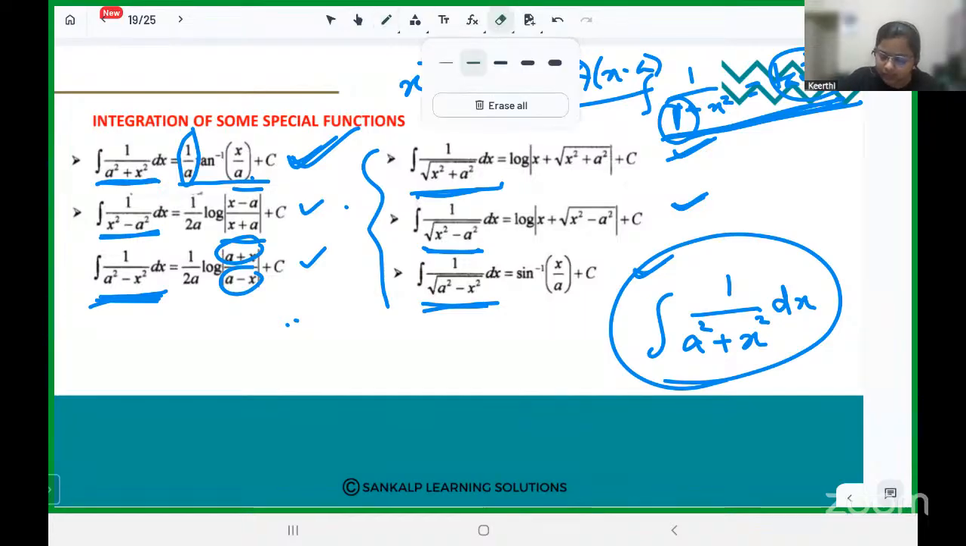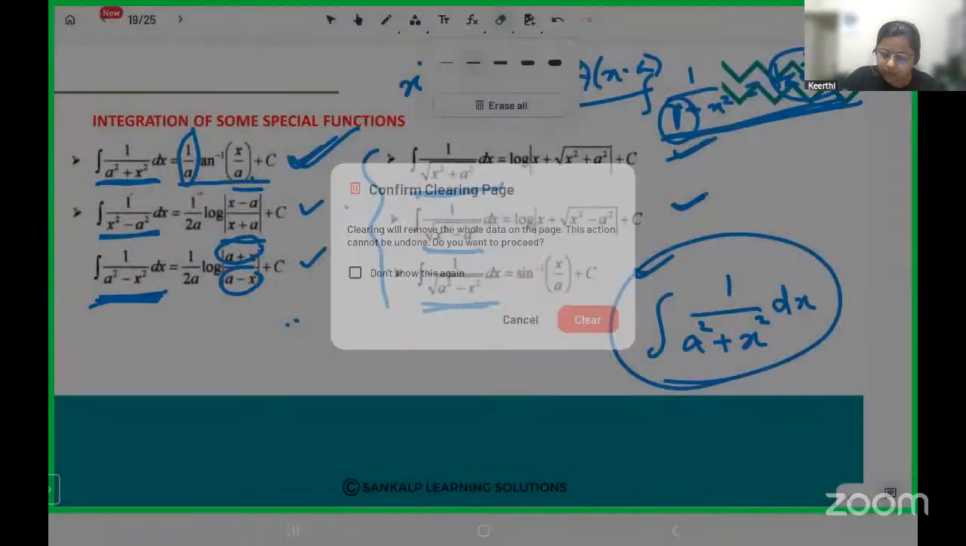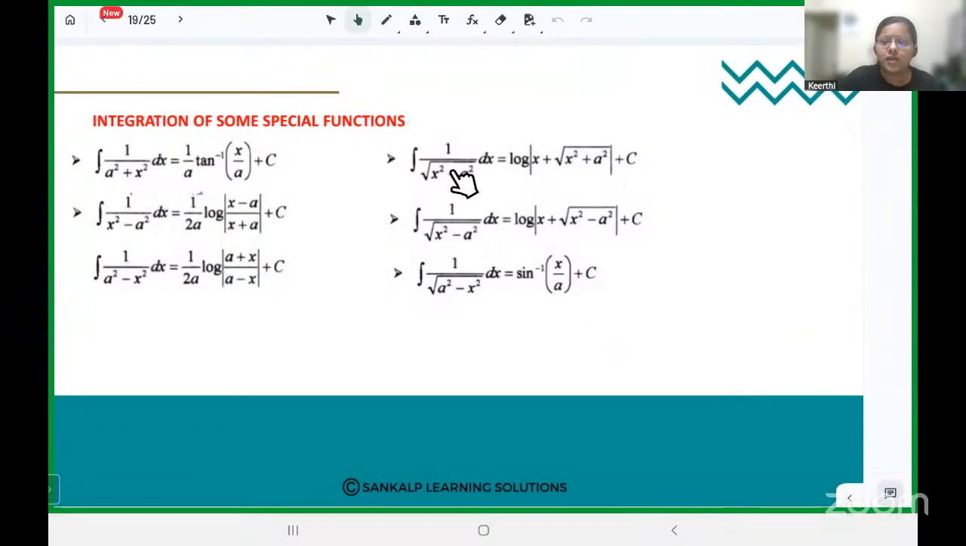Now you consider the other one. So this one 1 by root of x square plus a square, that is log mod. First you write log, then modulus of x. Here it is x, so you put here x, then plus you write the question itself. What is the question? Root of x square plus a square, plus c. Now you consider second one, integral 1 by root of x square minus a square into dx. Here also it is of the form log of modulus of x plus, here in the place of x it is x itself, so x plus, then you write the question, that is root of x square minus a square plus c.